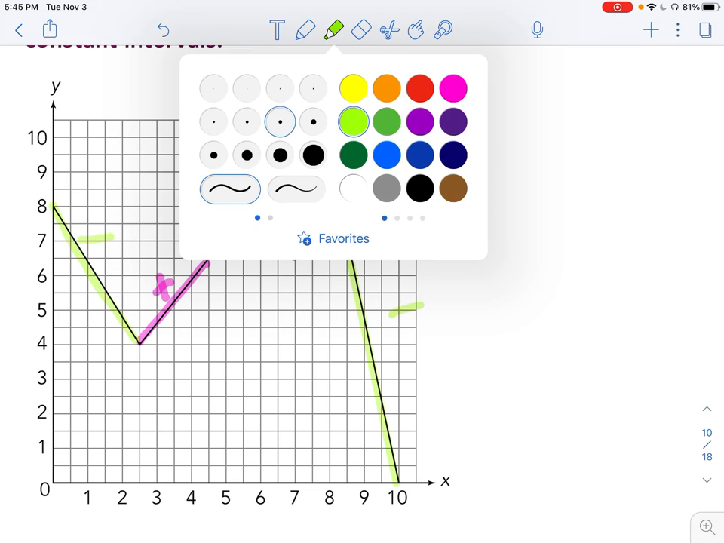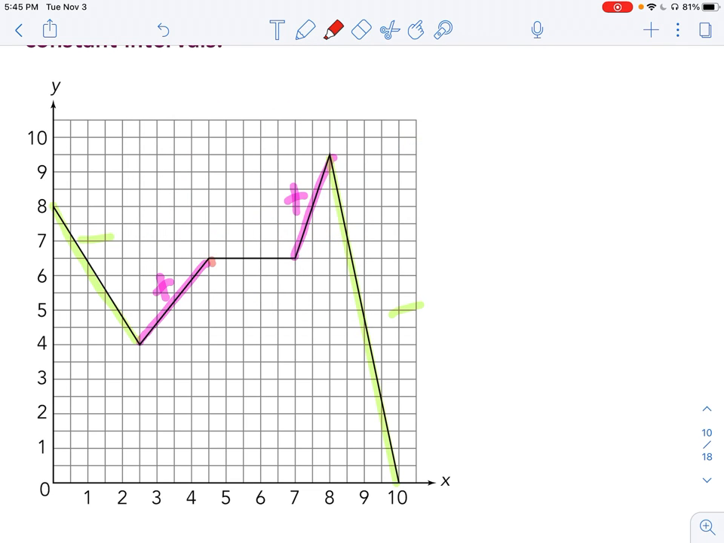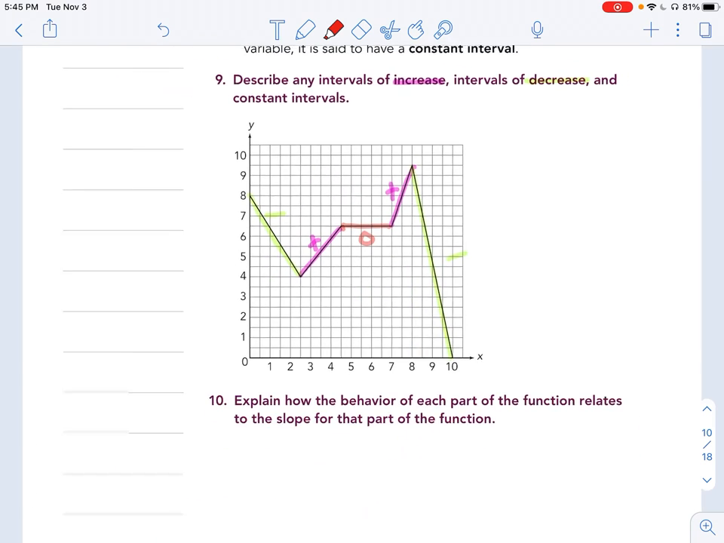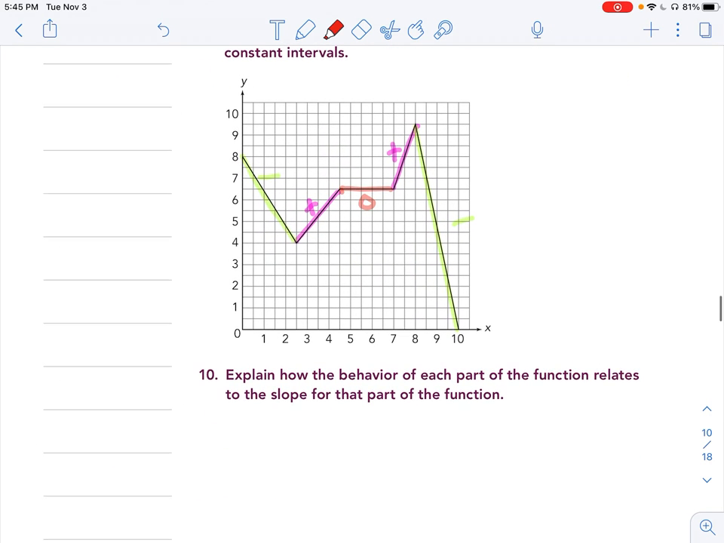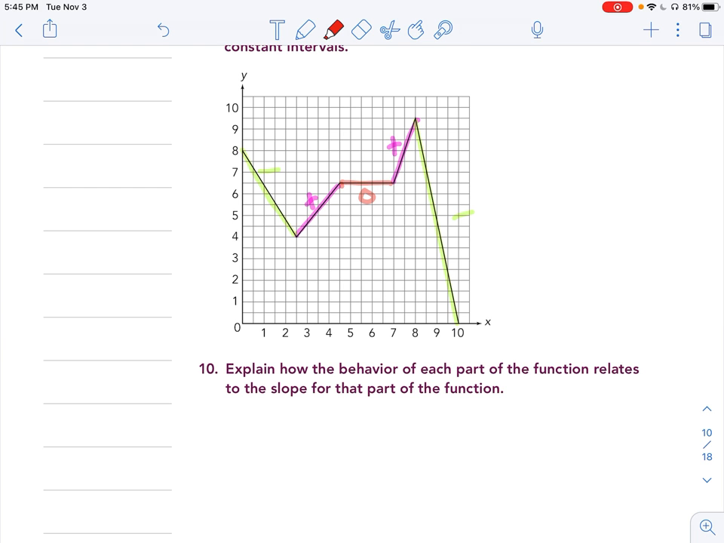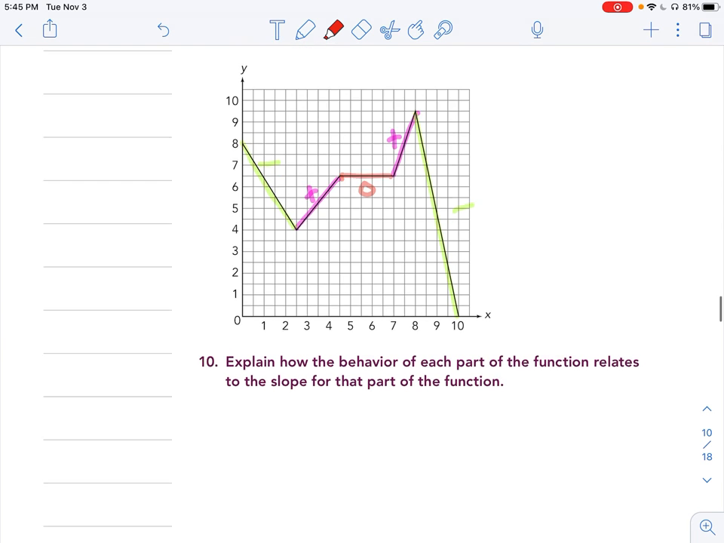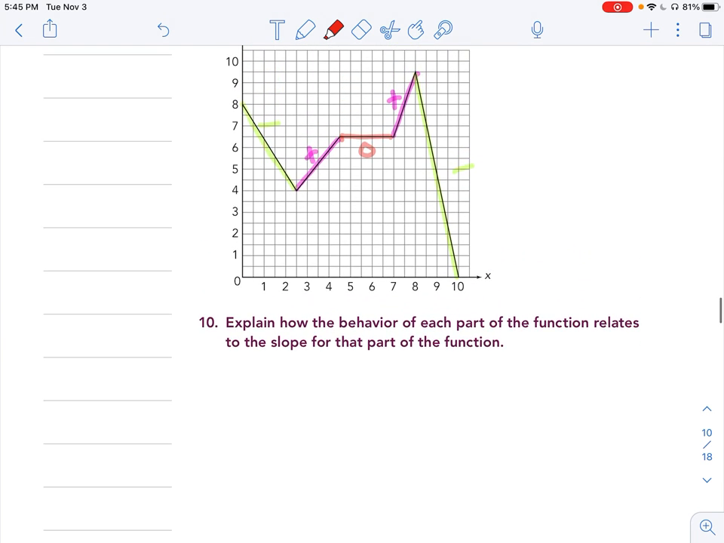And then the constant slope, I'm going to do red. The constant slope is when slope is 0. And I already answered number 10. Okay, I hope that helped.